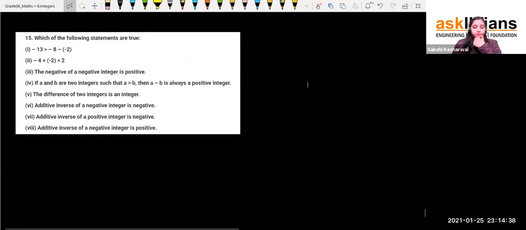Which of the following statements are true? So you have to just keep on solving. The first part says that minus 13 is greater than minus 8 minus of minus 2.